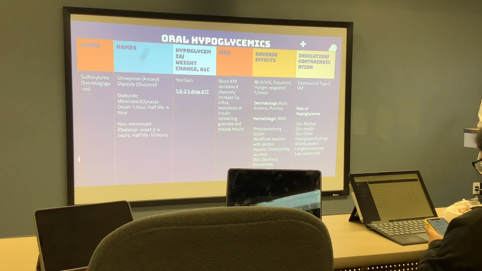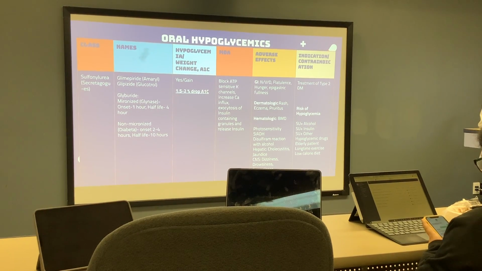Next, sulfonylureas are also called secretagogues. They include glimepiride, glipizide, and glyburide. Glyburide comes micronized and non-micronized, and the difference is onset of action and half-life. This class of medications causes hypoglycemia and weight gain. But why is it really important? Because it drops A1C by 1.5 to 2%. It's kind of similar to insulin.